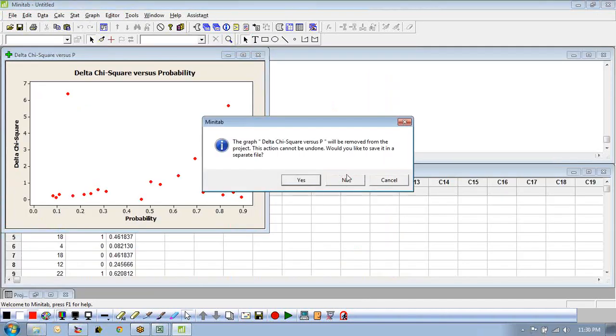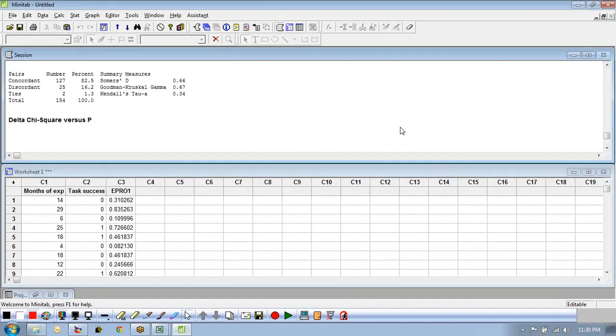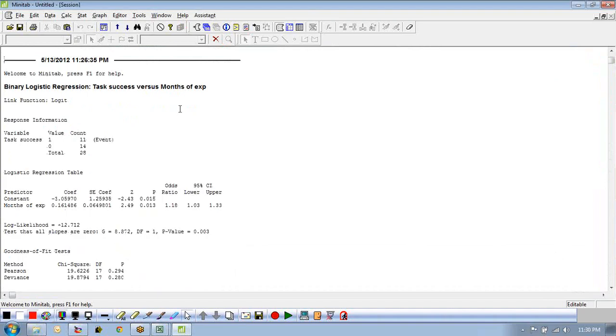Okay, let's go to the top here, and if we go in the session window, this is what we see. First of all, let's just walk through the response, the output in Minitab. It tells you it's a logit link function. That's really helpful. It summarizes a little bit, so it says there were 11 ones and 14 zeros, so 11 successes and 14 failures on the task.